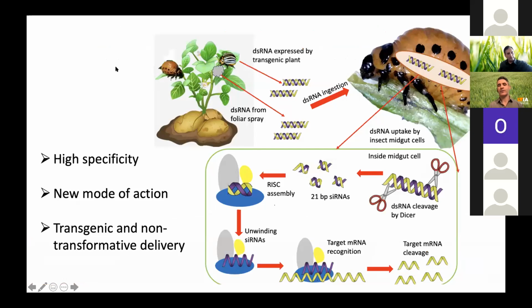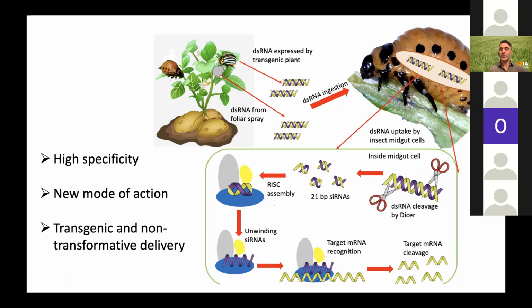As you have heard today, there is a substantial interest in developing double-stranded RNA as a pesticide to control insect pests. There's a lot of research that has been ongoing to try to optimize this technology. It has high specificity and represents a new mode of action, so it's a very interesting technology to develop for pest control. It also allows its use in both transgenic and non-transgenic delivery. Here you have a transgenic plant producing the double-stranded RNA versus a foliar spray of double-stranded RNA. I'm not going to go into the different steps of the mode of action of double-stranded RNA because it has been explained by previous presenters.